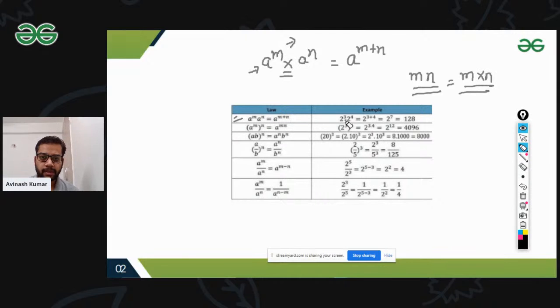So 2 to the power 3 multiplied by 2 to the power 4 is equal to, since the bases are the same, the powers can be added. So 2 to the power 3 plus 4 is equal to 2 to the power 7. This is our 128. Okay.